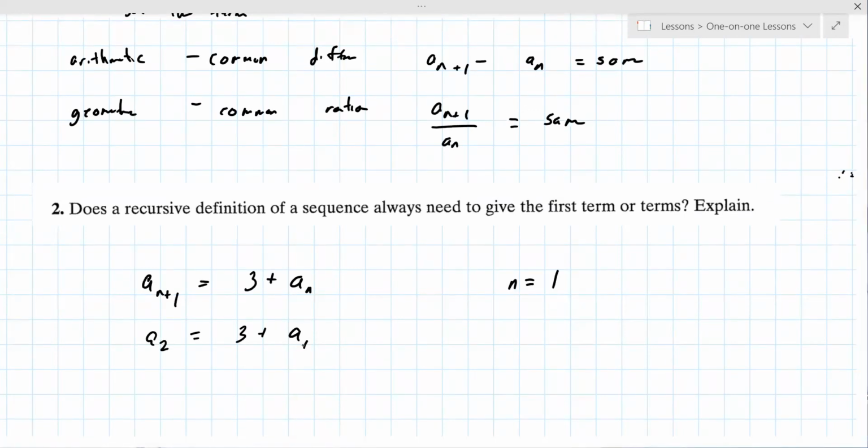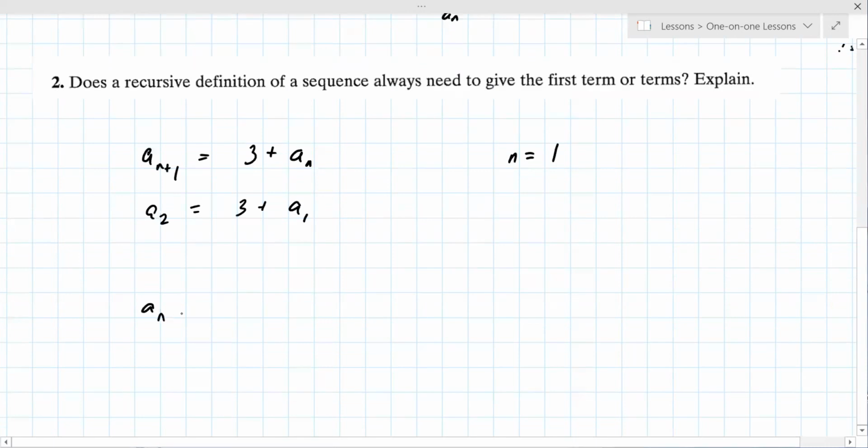You could have as many terms as you want. Like you could say a sub n equals 3 times a sub n minus 1 plus 2 times a sub n minus 2, and here you need the previous 2 terms for this, right, to be able to do it. So does recursive always need the first terms? Yes, it does. It needs as many terms as are in here. So this one would need 2 terms to do it.